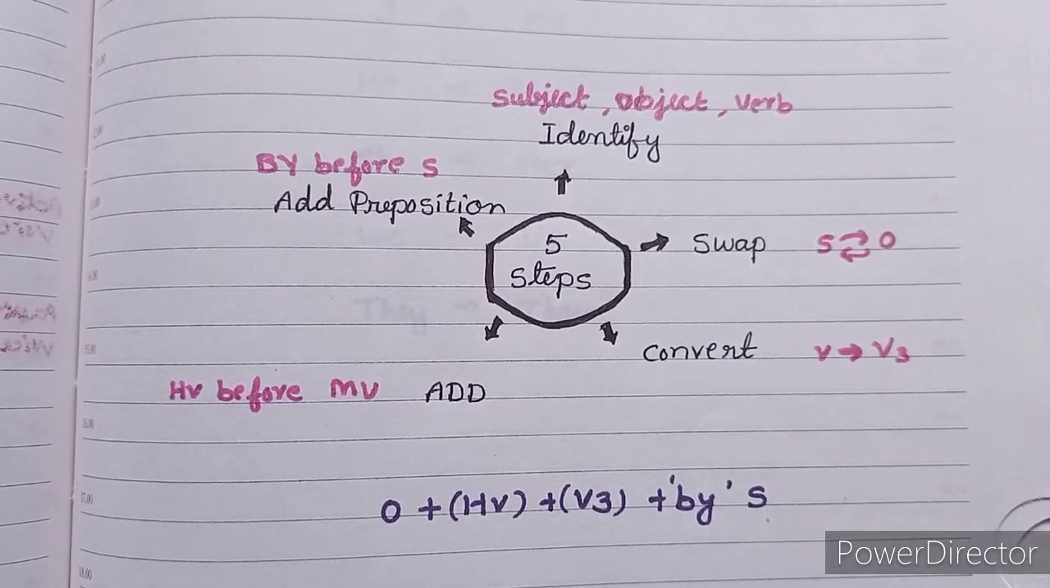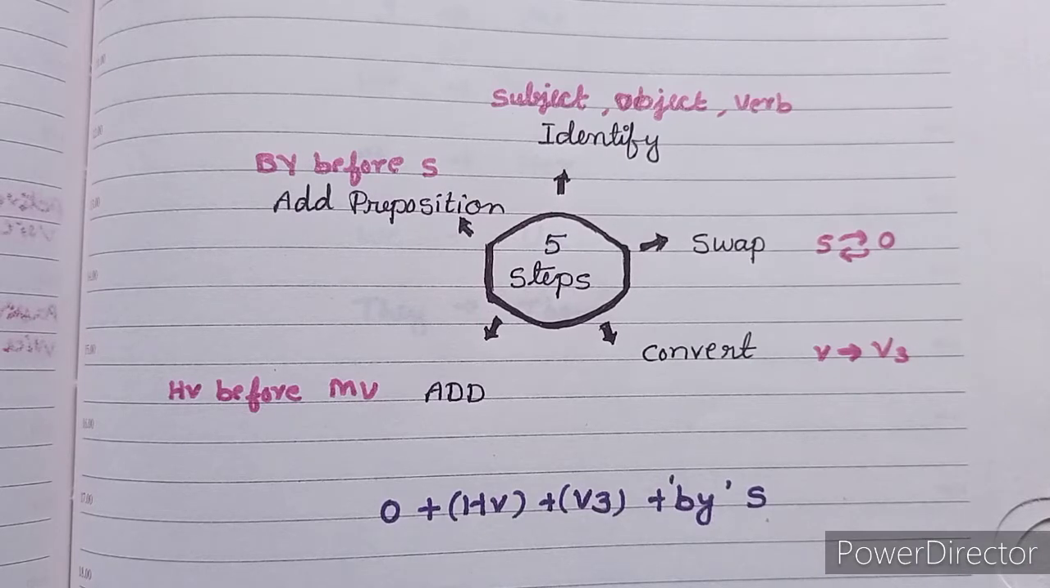Now, let's see how we can convert any active voice to passive voice. There are basically 5 simple steps in converting an active voice to passive. Let's see them one by one. The first step is identify the subject, object and main verb in any sentence. Second, swap subject with the object and object with the subject.